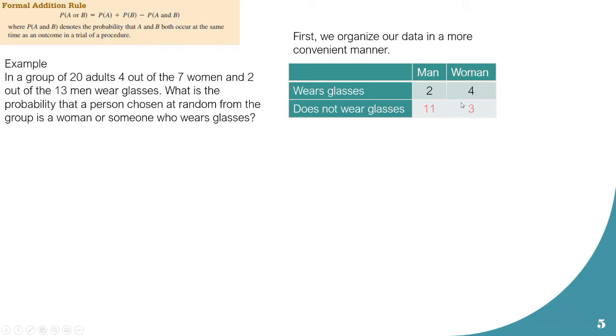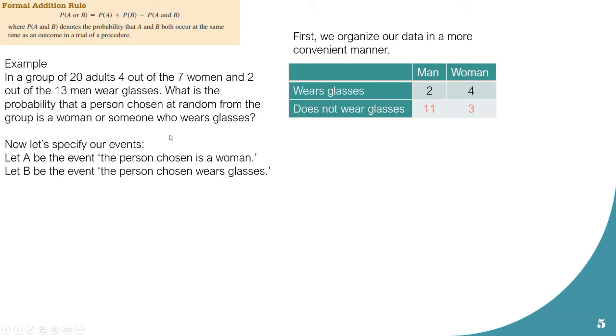And so of the 7, 4 wear glasses. So we calculate this 3. So how do we get this 3? Because we know there are 7, and well, if 4 wear glasses, 3 will not. Likewise, we know there are 13 men and 2 wear glasses, so 11 will not.